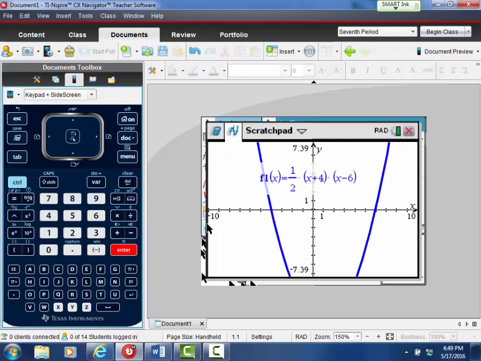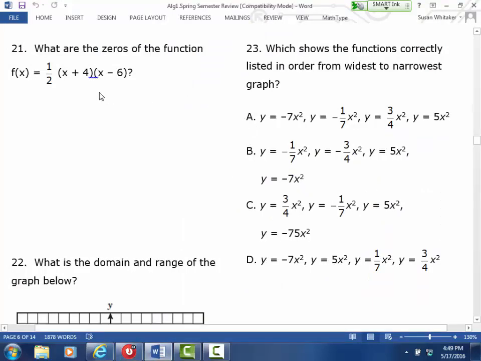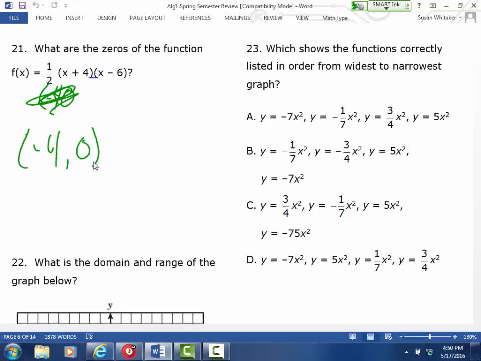All right, and where is it crossing the x-axis? 1, 2, 3 at negative 4, 0, and 1, 2, 3, 4, 5, 6, positive 6. Okay, so the zeros would be at negative 4, 0, and 6, 0.